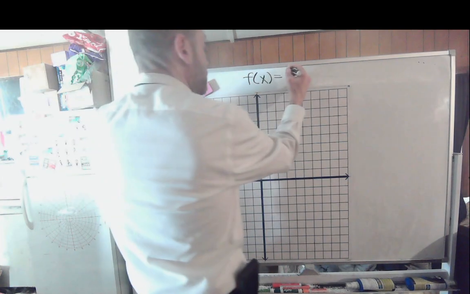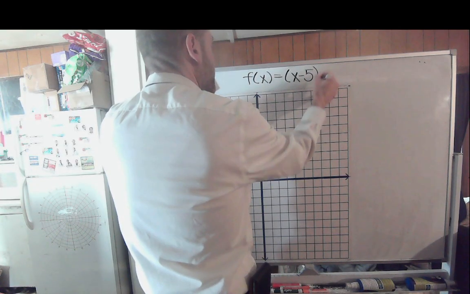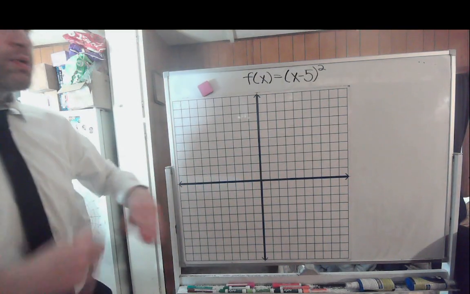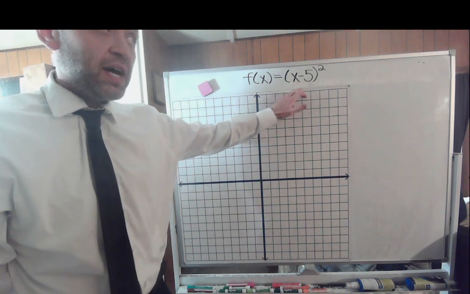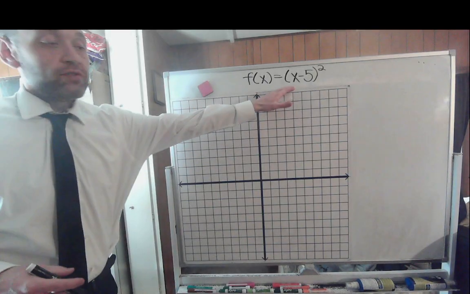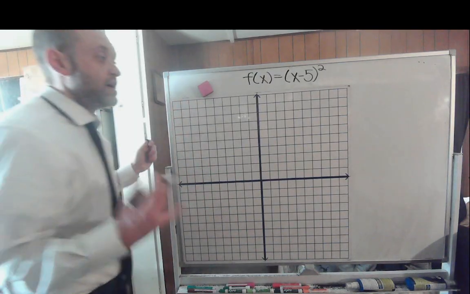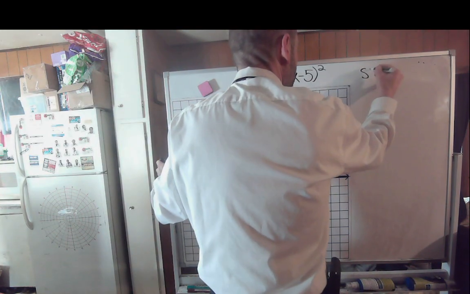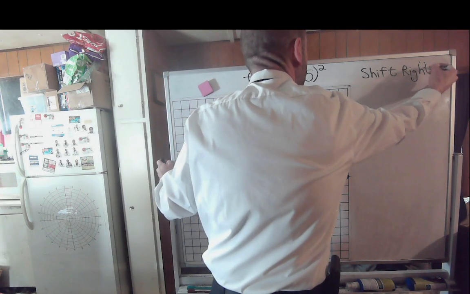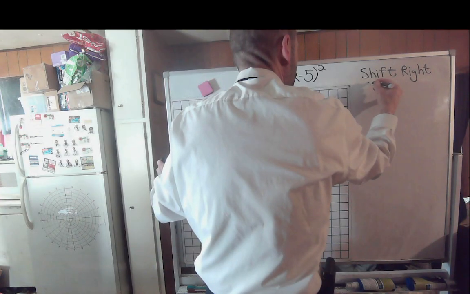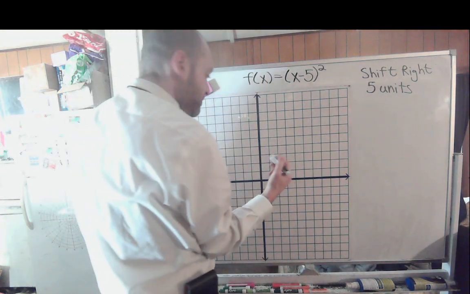Now, let's do some transformations on this. Let's say I take the quantity x minus 5, raise that to the second power. So what's occurring with the graph of f of x equals x squared? Because now this is (x minus 5) quantity squared. If you take that x minus 5, set it equal to 0, you get x equals 5. That means I'm shifting this to the right 5 units. We're shifting it right 5 units from the original parent function f of x equals x squared.